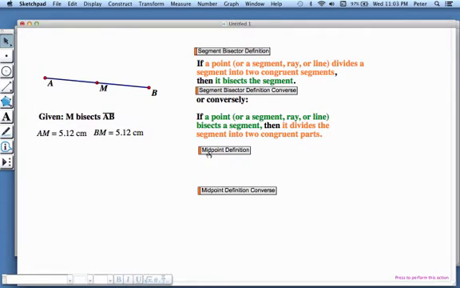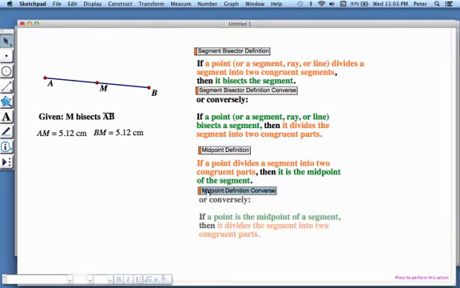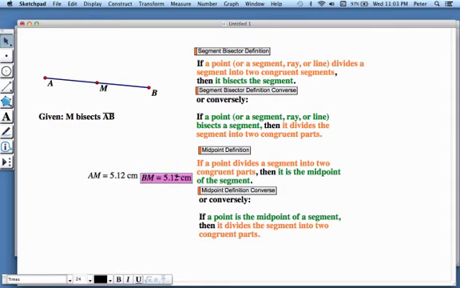Okay, we should also at this time show you the midpoint definition and its converse. If a point divides a segment into two congruent parts, then it is a midpoint. So if you were told AM is congruent to BM, that would be the definition you'd want to use if you're trying to prove something's a midpoint. Conversely, if you were told that M was the midpoint of the segment, then it divides the segment into two congruent parts. Once again, that's the converse.